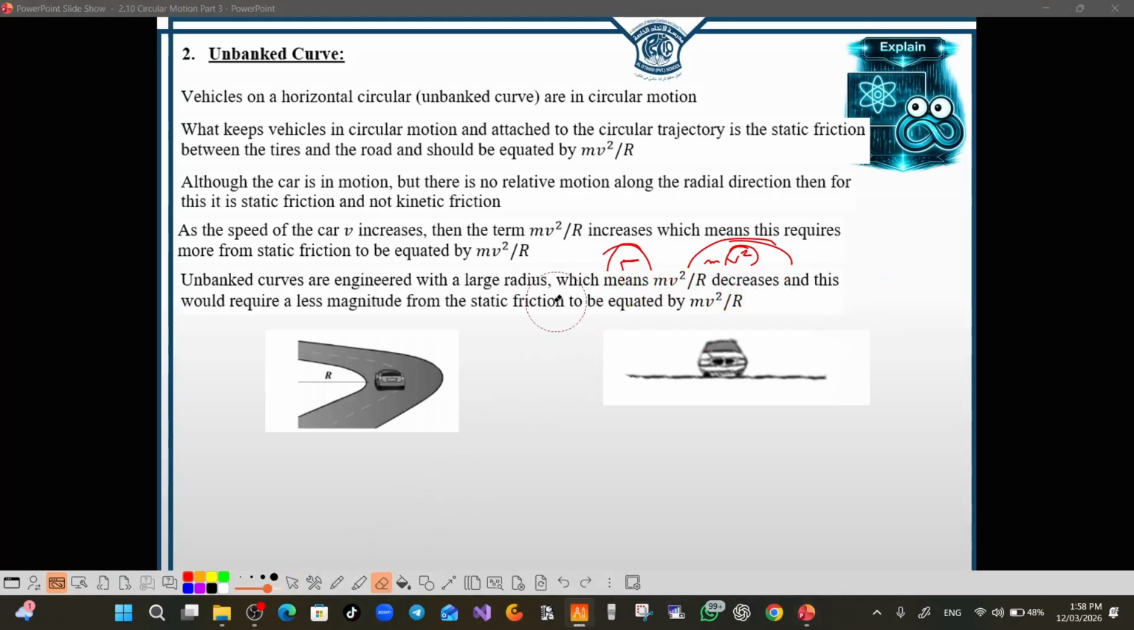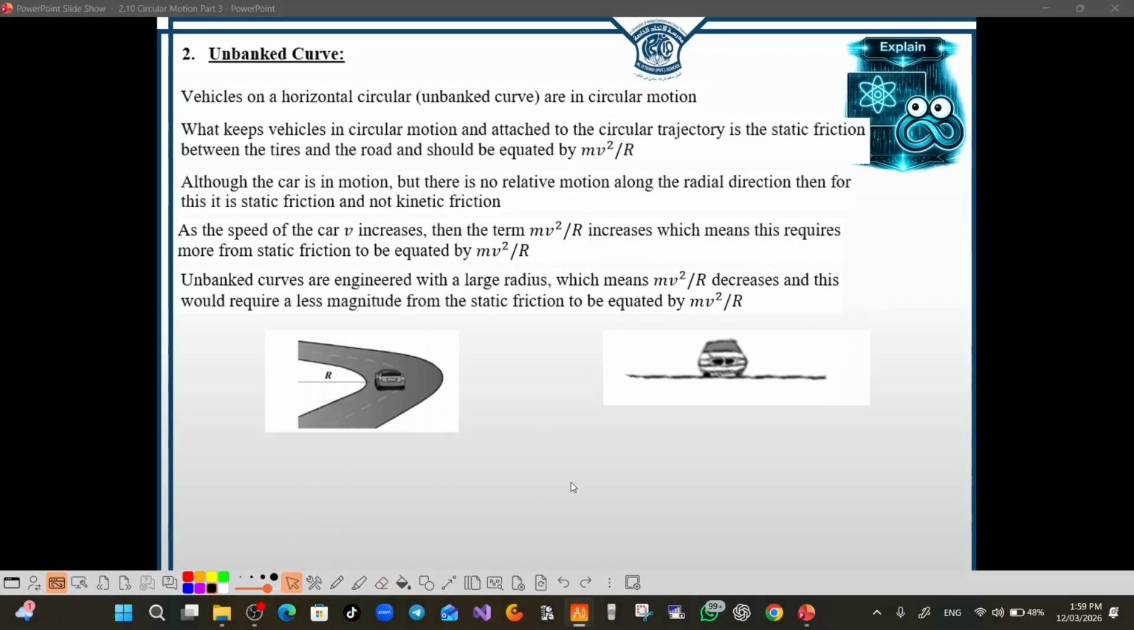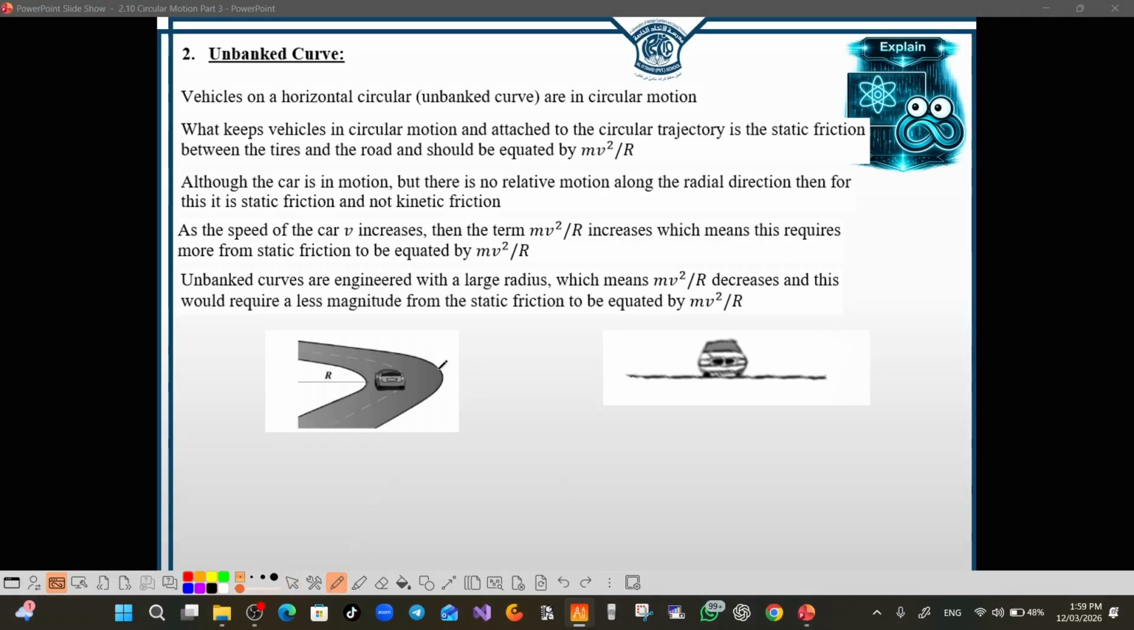Now, unbanked curves are engineered with a large radius, which means mv squared over r decreases, and this would require a smaller magnitude from the static friction to be equated to mv squared over r. So as engineers, the radius here can be controlled. If we increase the radius, then the amount of frictional force required to maintain the object in the circular path will be less. So we can control the radius to control the frictional force, or to control the object and maintain it in the same path.